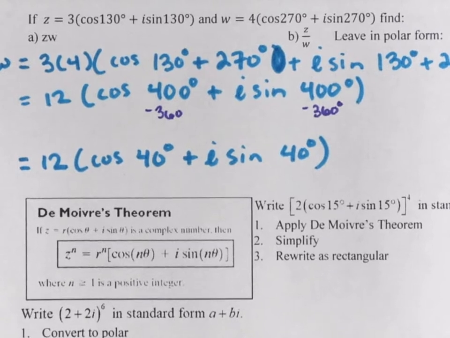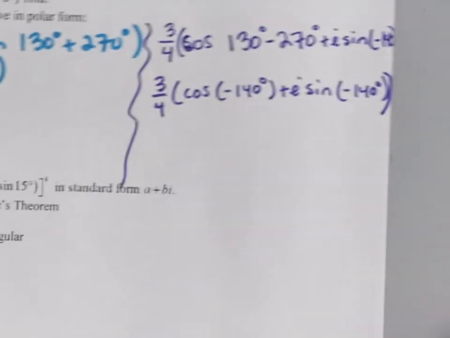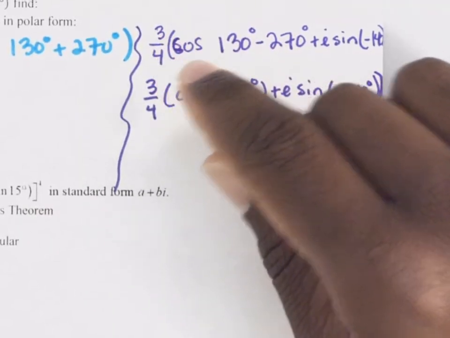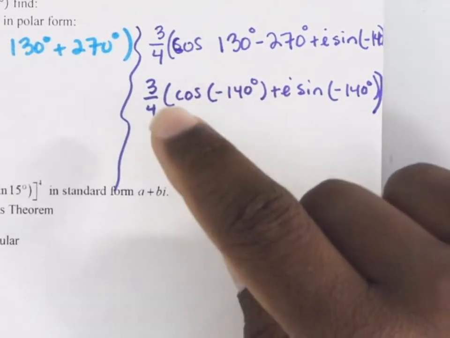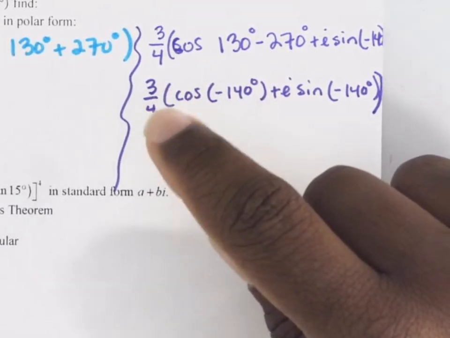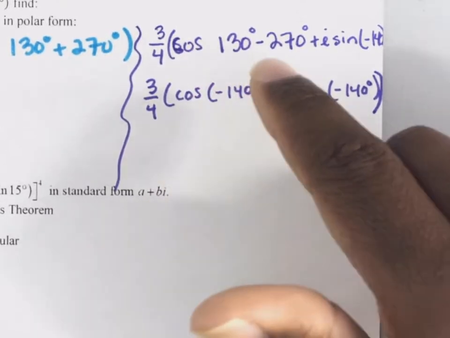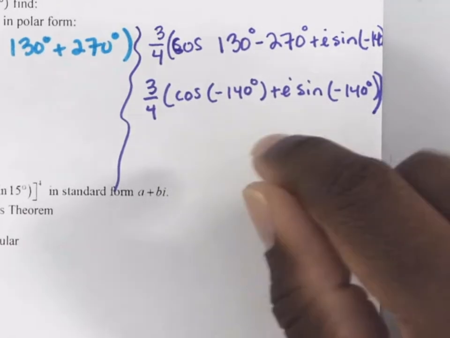All right, we have questions on this one? No. Okay, so sorry I ran out of room. You divide the r's and you subtract the angles. My next line is a little bit cleaner. You'd leave it as 3/4. Yes. 130 minus 270, negative 140. Everybody okay with that? Yes.